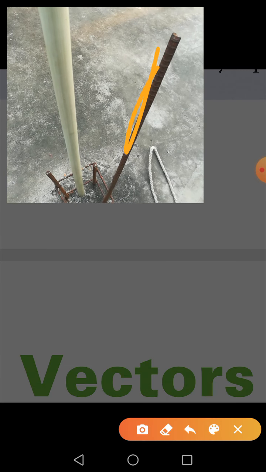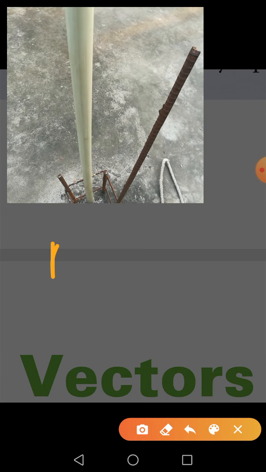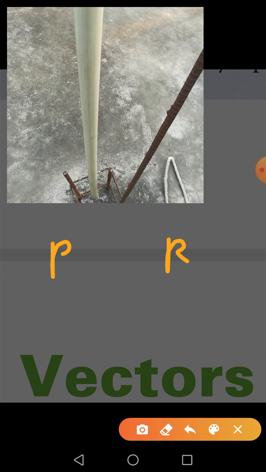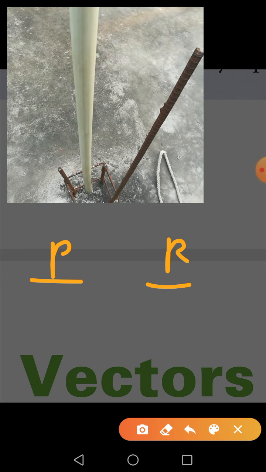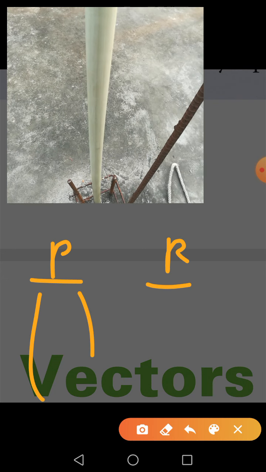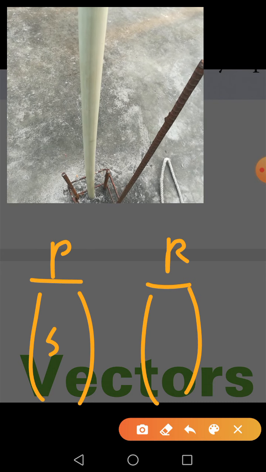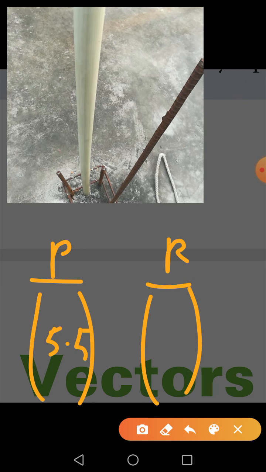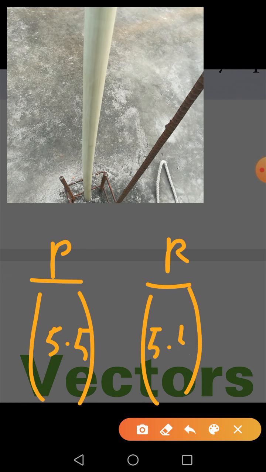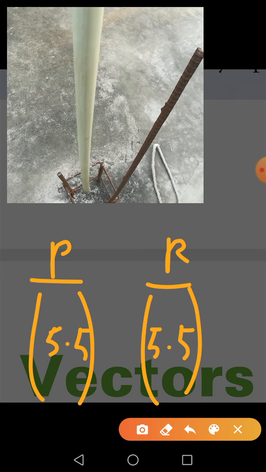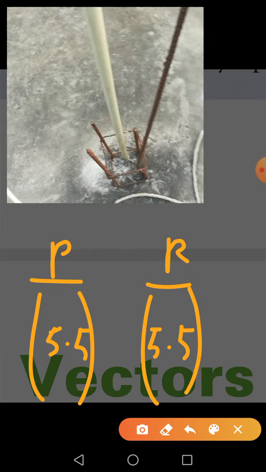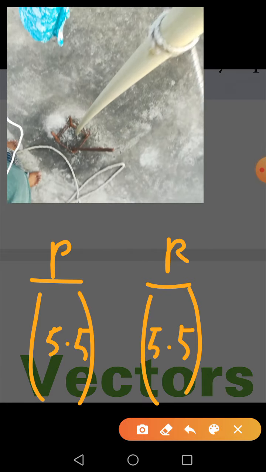So the pipe and the red colored rod, the coordinate points, both have the 5.5 distance from the start of the y-axis. Now let's move along the z-axis.